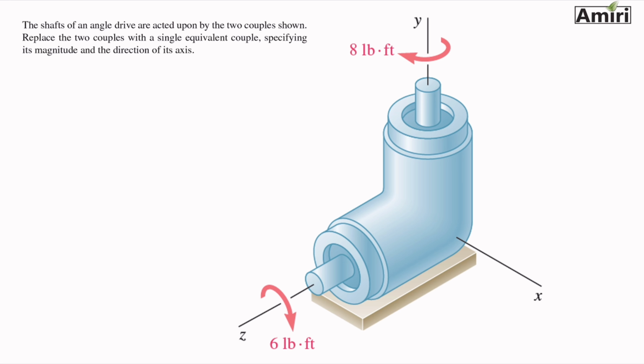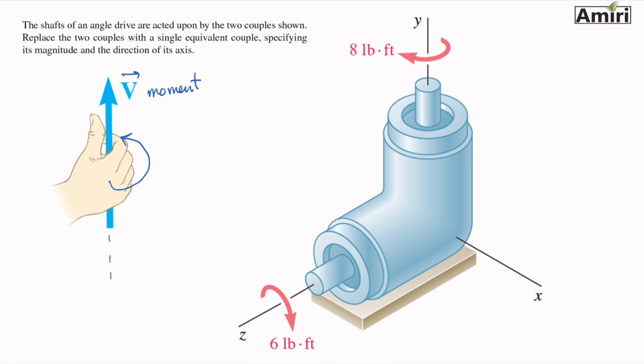All right, so for the moment, remember, we're using the right-hand rule, which means you curl up your fingers in the direction of the rotation, and your thumb points towards the moment axis. This is the moment, and this is the moment axis, or direction of the moment. So the rotation that shows on problems like this is just the direction of the rotation.